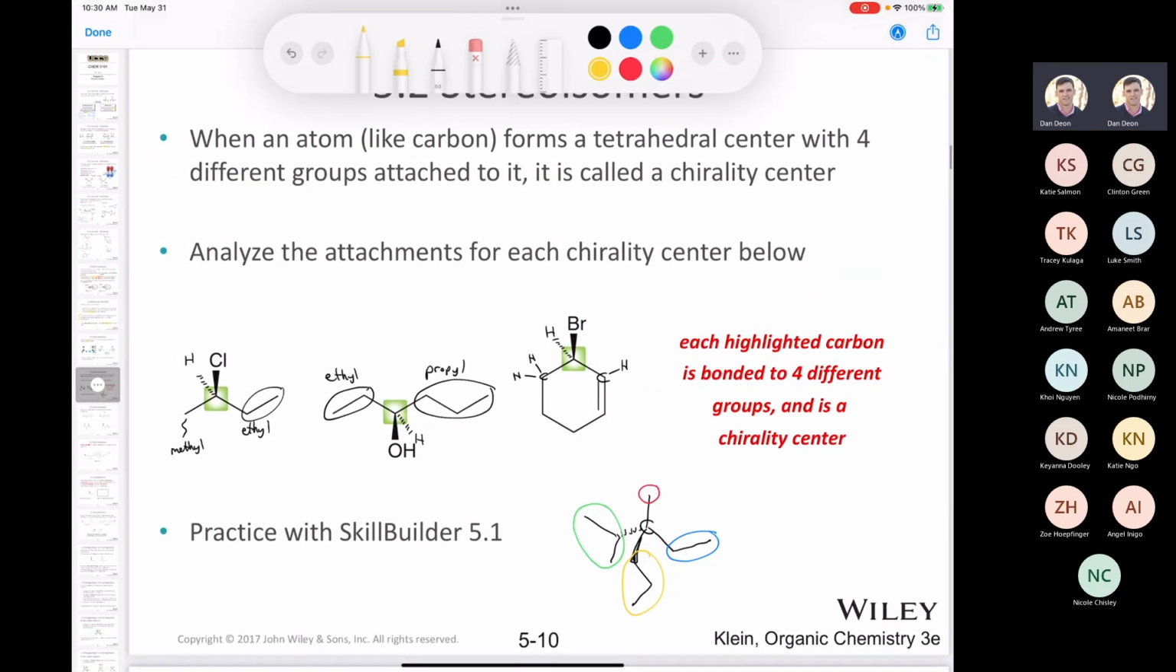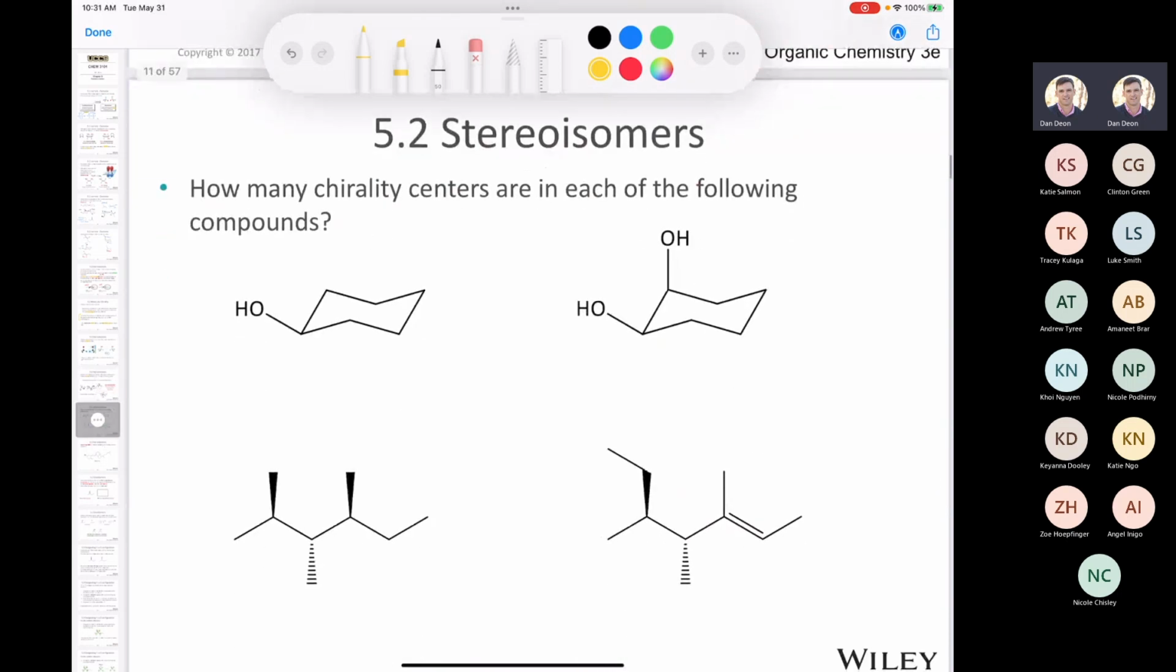Okay, let's try some practice, and let's see if we can find any chirality centers in these molecules. I'll tell you right now, some of these are more challenging than others, but let's start with the top left. If we start with the top left, so this guy here, are there any chiral centers in this molecule, yes or no? Would there be any chiral centers in here?